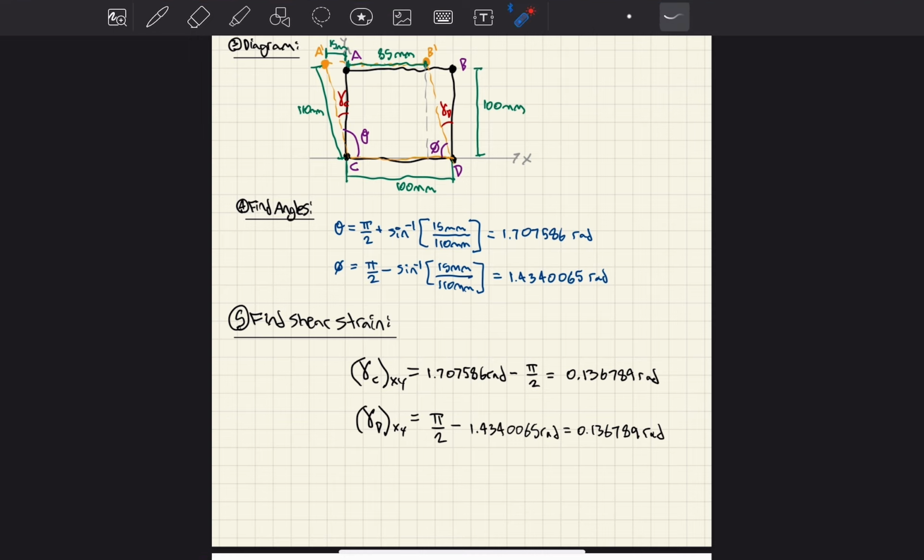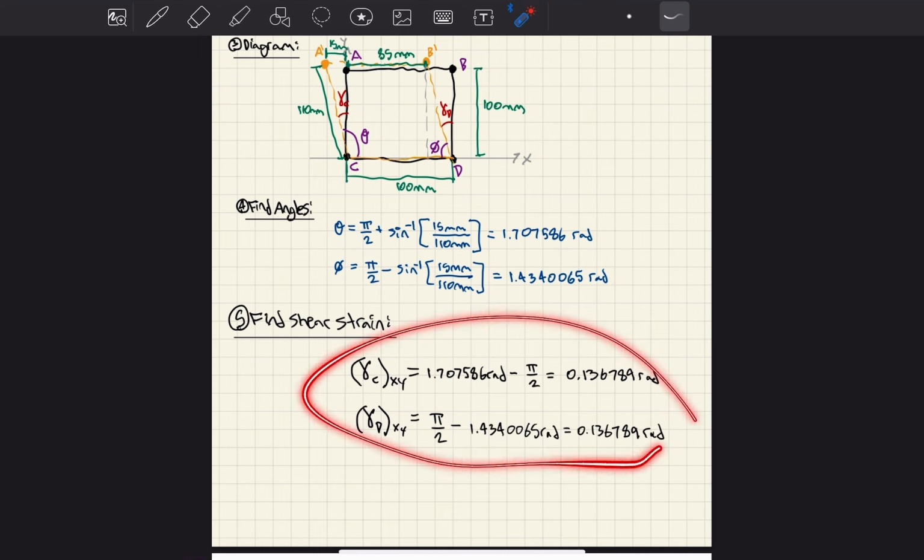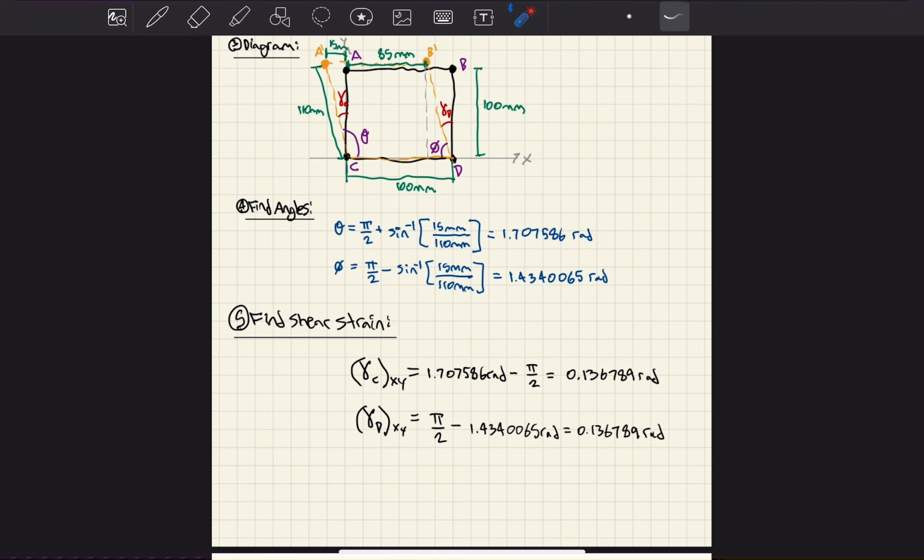So shear strain about 7.8 degrees, but it should be in radians. If you keep your answer like this, it's wrong. Why? Because the formula doesn't do this for us. Shear strain, it won't do it for us. We have to realize it. Shear strain is negative for both of these angles.